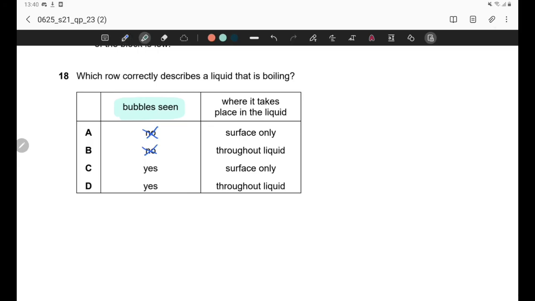And the second column says where it takes place in the liquid. Boiling is a process which takes place throughout the liquid. It's not like evaporation. Evaporation is a phenomenon which takes place only at the surface. But here we are talking about boiling. This is a process which will occur throughout the liquid. Therefore, the correct answer is option D.